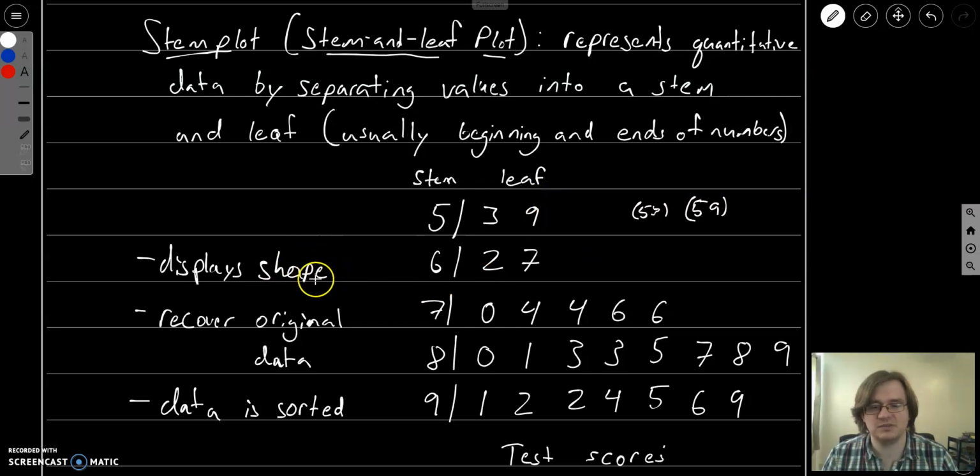Again, this displays shape rather well, so we can kind of see that there's fewer numbers in the 50s and 60s, a lot in the 80s, and then some in the 70s and 90s as well. You can recover the original data. Again, I could just list every single number that appears in this data set, and moreover, it's sorted for me. One important thing is that the leaves should appear in ascending order, going from left to right. So this does display a lot of information. It's maybe not the prettiest, but the data is right there for you to read.